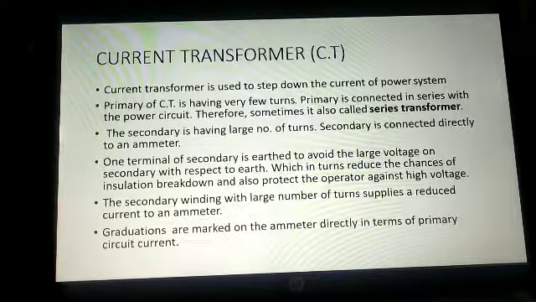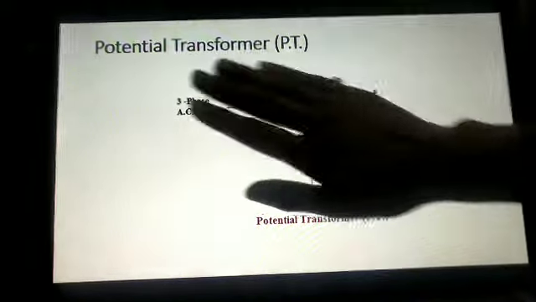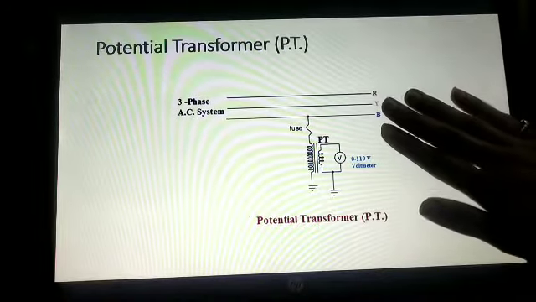So this is about the current transformer. Now we will go to the potential transformer. So here this is the diagram of potential transformer.